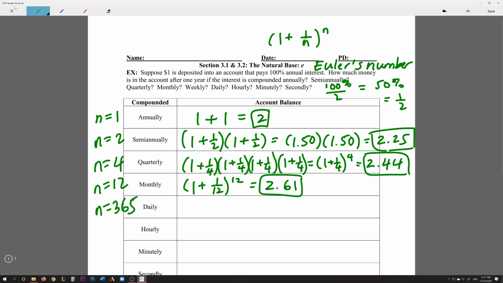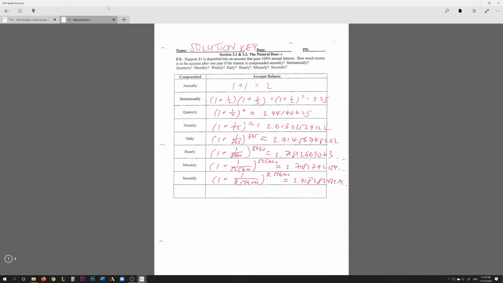If we compound it daily, then it'll be 1 plus 1 over 365, raised to the power of 365, and that will give us approximately 2.71. What happens if we decided to compound something hourly? There are 8,760 hours within a year. What happens if we did it minutely, if that's even a word? There are 525,600 minutes. It is approaching a number, and that number is what we represent as E. It's about 2.718.